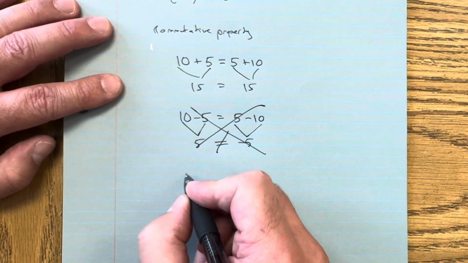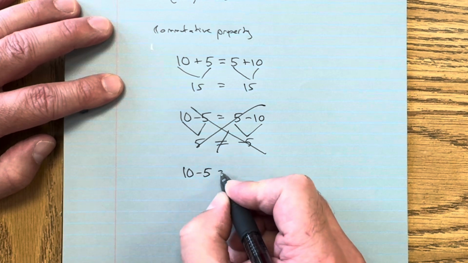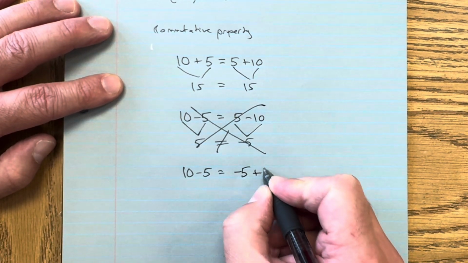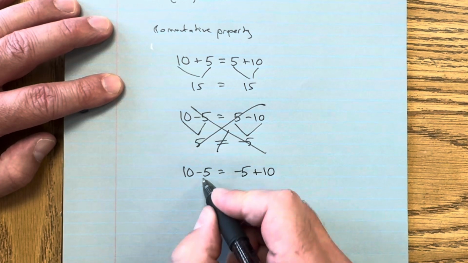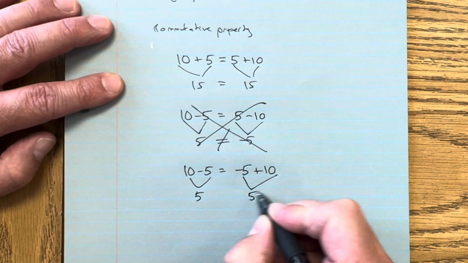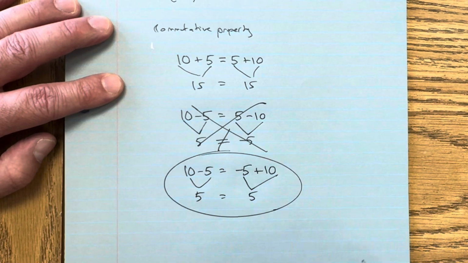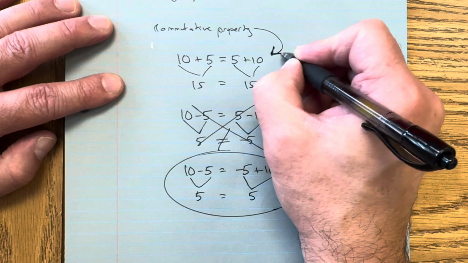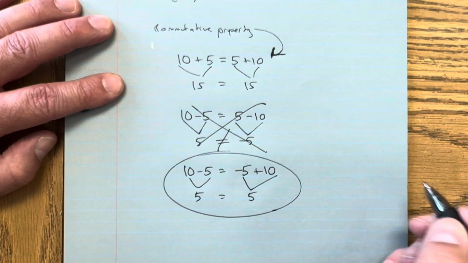What I would have to do instead is this. 10 minus 5 equals, that's still a negative 5, plus 10. Now that works, because 10 minus 5 is 5, and negative 5 plus 10, guess what? Is still 5. So this is good, right? And that is the commutative property. Commute. We commute from one thing to the other, just a different way, okay?